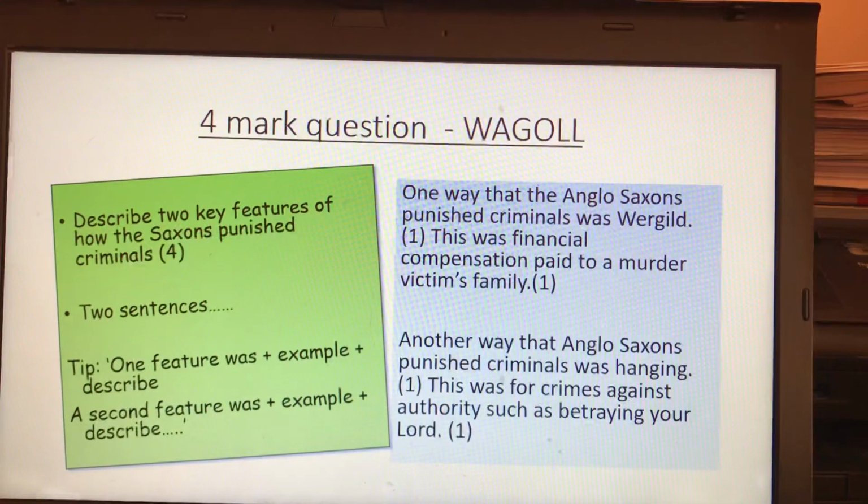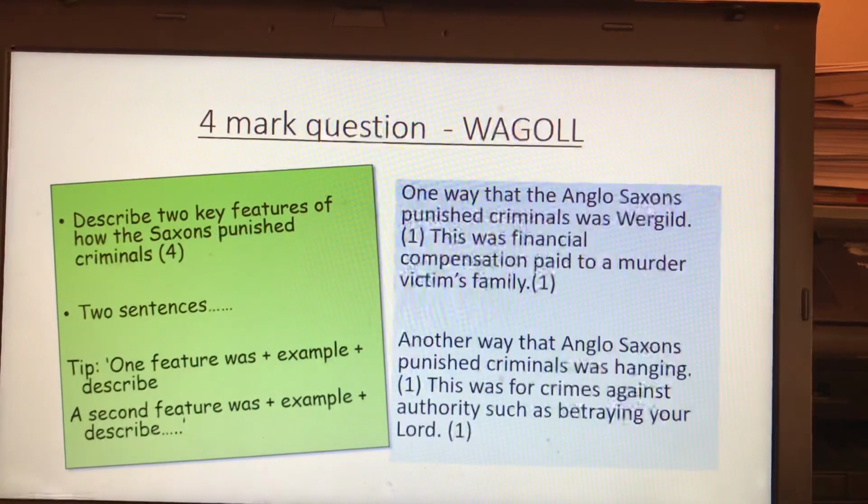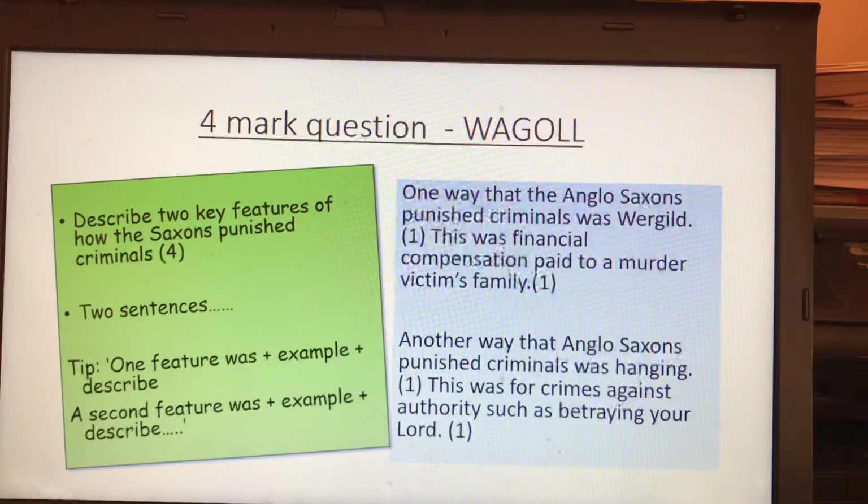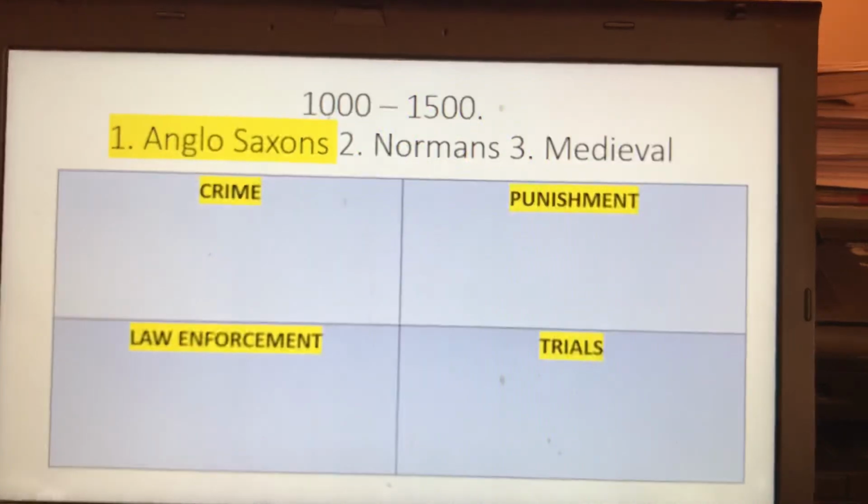What I would like you to do now, please, before you move on to this week's task, is to look at your answer to that question. Use the mark scheme you can see here, use the example answer, and see how many marks out of 4 you would give yourself.